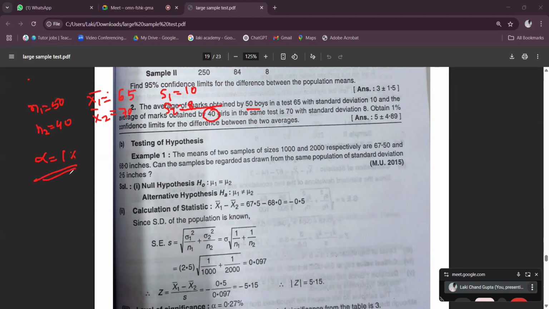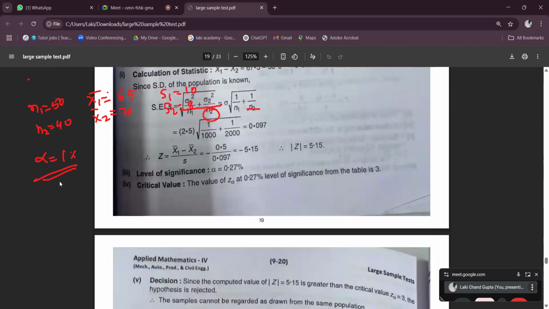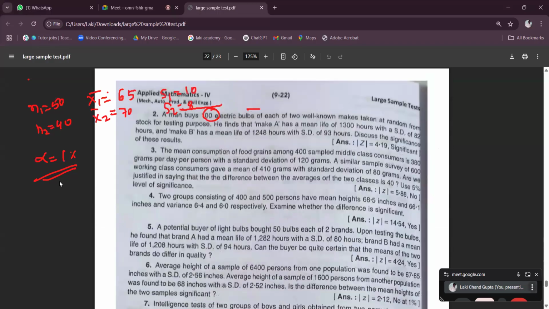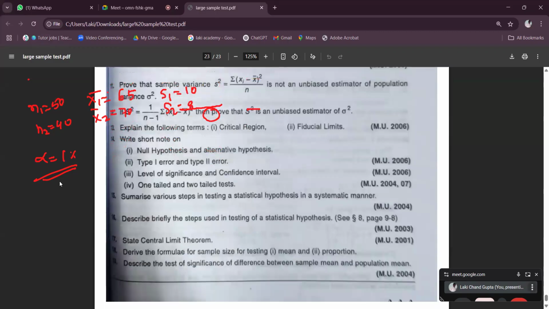Yes. Understood? So I will send you this PDF. One more, you can see hypothesis testing for two samples. So large sample will be finished. Okay. So I already told you what is central limit theorem, hypothesis, type 1 error, type 2 error, right? So next time we will discuss t-testing.